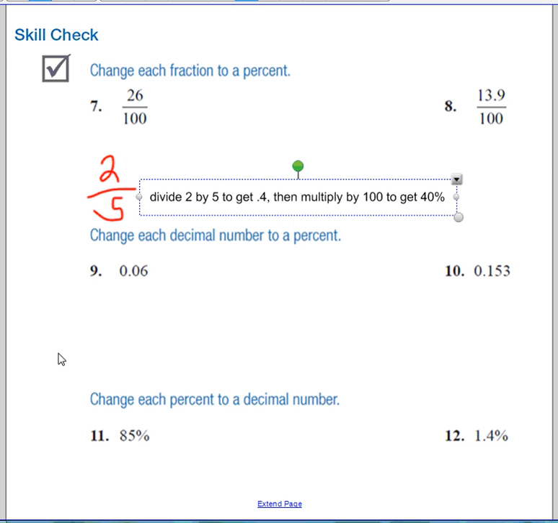So there's an example. Remember, decimal to a percent, you're moving the decimal 2 places to the right, and percent to a decimal, the decimal moves 2 spaces to the left. And again, in either case, adding zeros when necessary. So finish these and check your answers, and then we'll move on to the story problems in just a second.